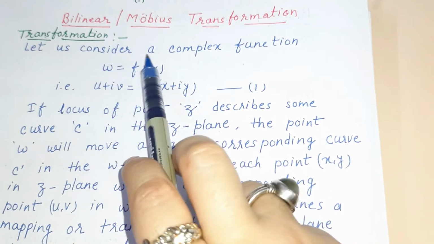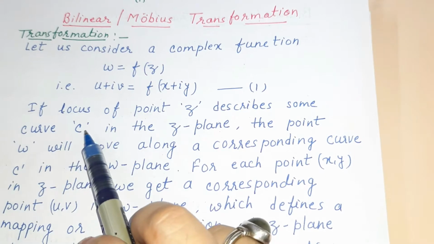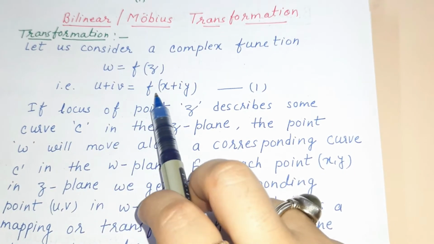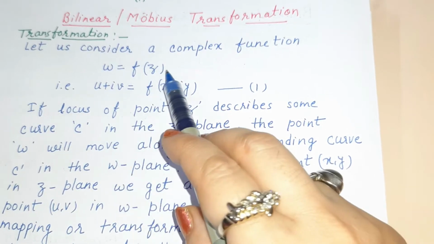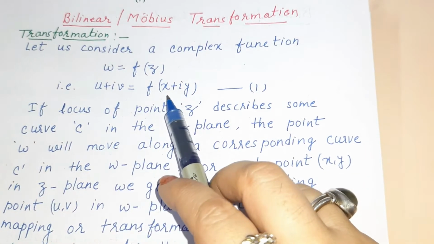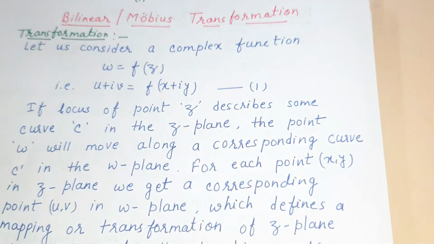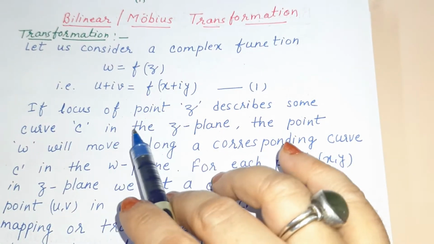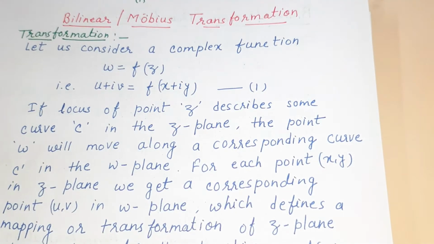Let us consider a complex function w = f(z), which can be written as u + iv = f(x + iy), because w = u + iv and z = x + iy. So you see here we have four real variables x, y, u and v. To plot the graph of this function, we need a four-dimensional region. It is not possible to draw a four-dimensional region on paper.